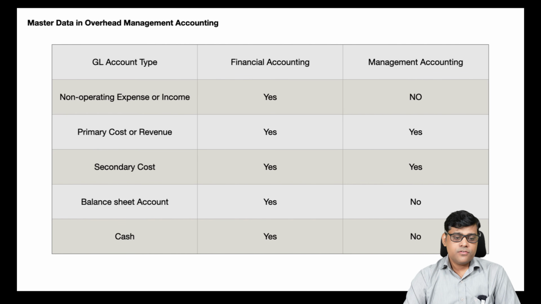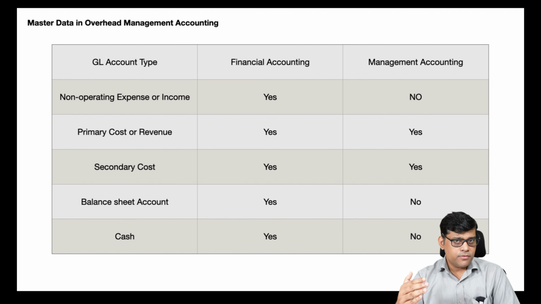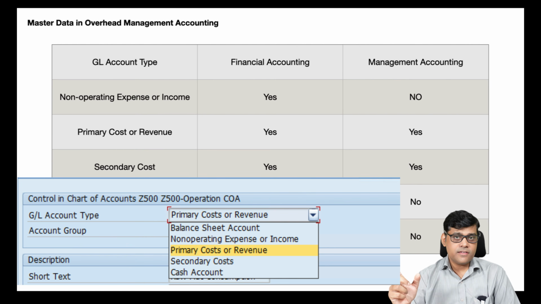Coming to the next one, what are the different master data we are going to use? Let's do a quick comparison. What are the different master data we are using in management accounting? From the management accounting point of view, when you create the GL account, we have cost element categories. You can see on the screen, different cost element categories are available, right?